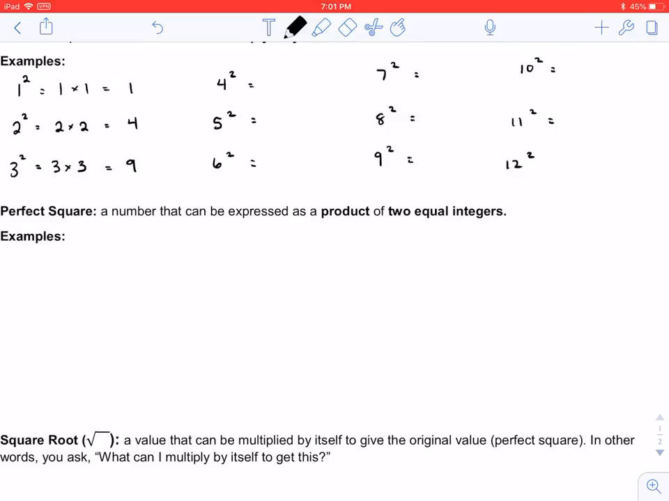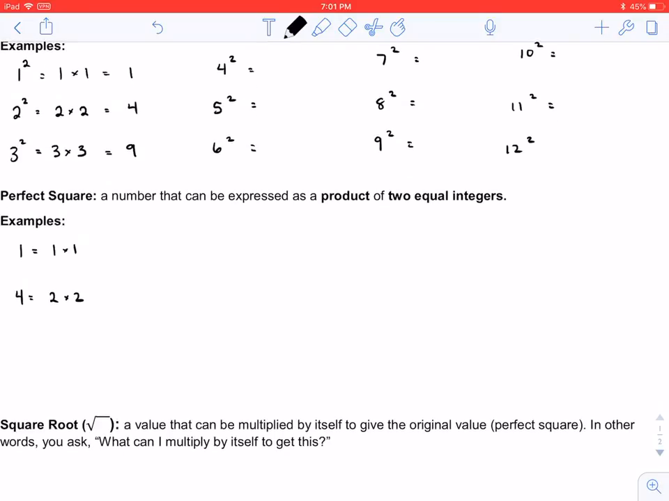We've kind of talked about it already. A perfect square is a number that can be expressed as a product of two equal integers. So it's a number that can be expressed as a product, which means multiplying two equal integers. For example, 1 is a perfect square because you can multiply 1 times 1, and they're both equal. 4 is a perfect square because you can multiply 2 times 2, which is a product of two equal integers.